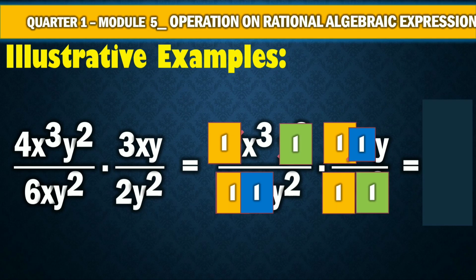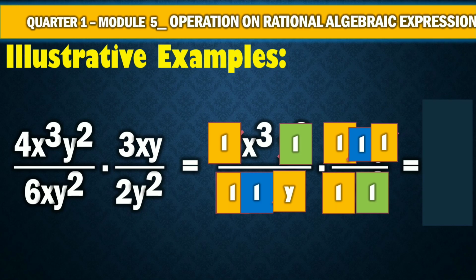Next, meron pang natitira, yung y squared na denominator natin dito sa first expression, tsaka yung y dito sa second expression. Cancel out ulit natin or divide out. Yung y squared, may matitirang y, and then yung y dun sa numerator sa second expression. So, that is equal to 1. Tama? Yung remaining na matitira na na-simplify natin, imumultiply natin lahat yon.